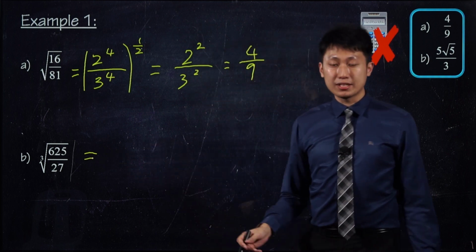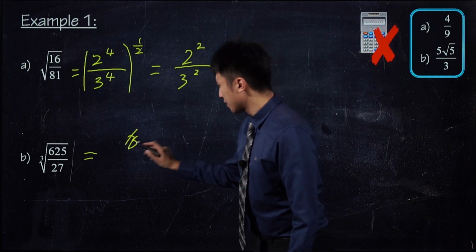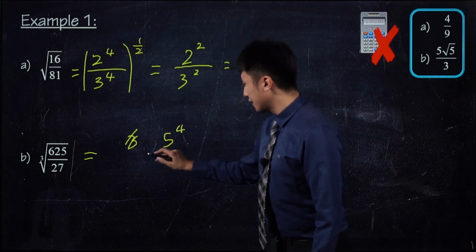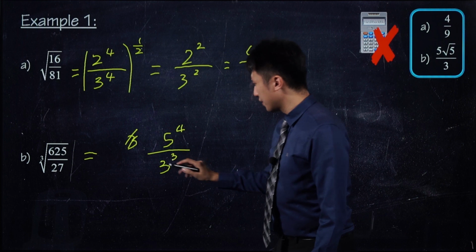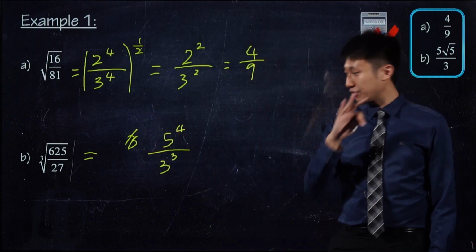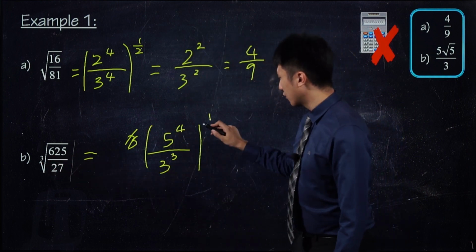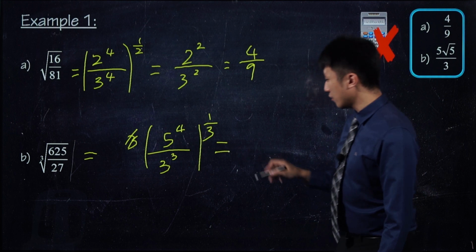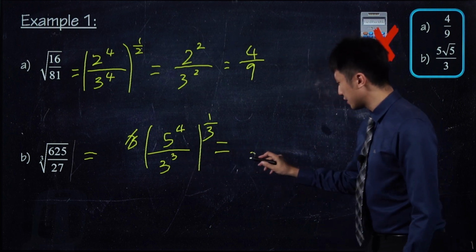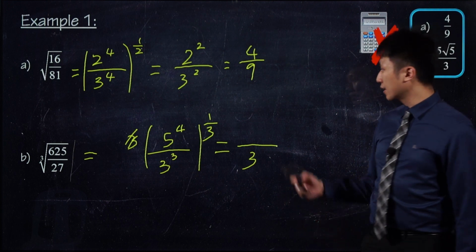6 to 5, like we said, press calculator and try to get what? 5 to the power 4 divided by 3 to the power 3. That whole thing is what? Cube root, power 3. So this one is 3, so the whole thing power 1 over 3. Okay, this one done. This one is just 3. How about the top part? I get 4 over 3.